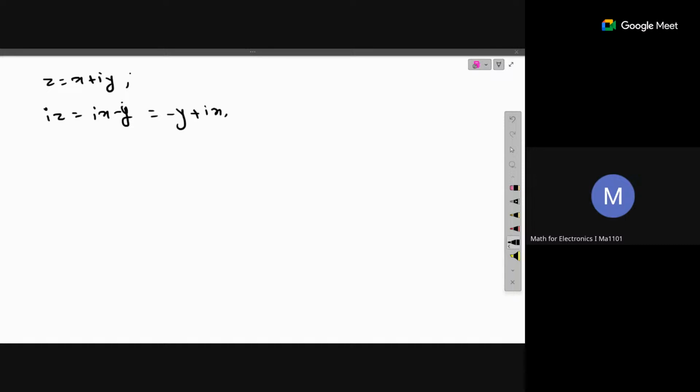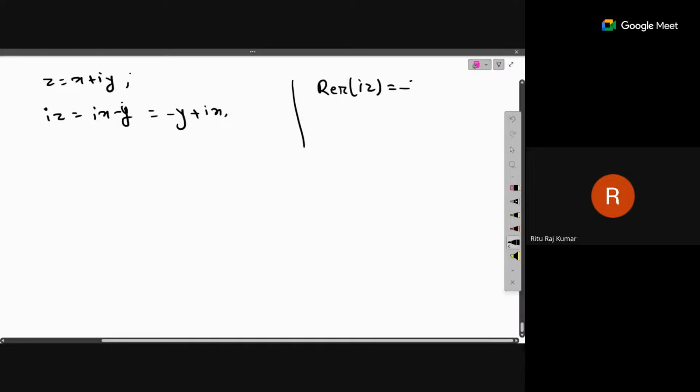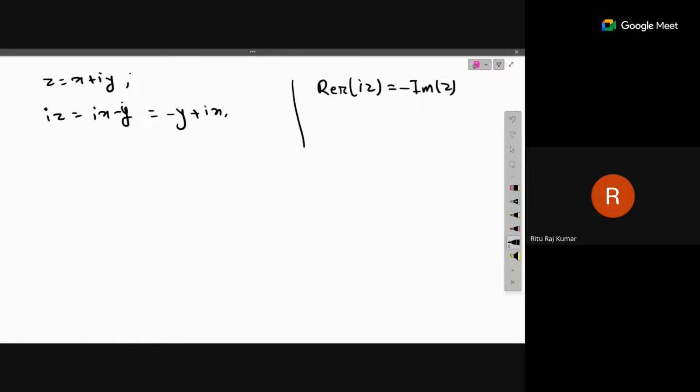So what are they asking? Iota z, ma'am. Real part of iota z. I think in the question it is written real part of iota z. Ma'am, if I only multiply x with iota, because the real part of z is x, and we have to multiply iota to it. No, no, no. It is the real part of iota multiplied with z.